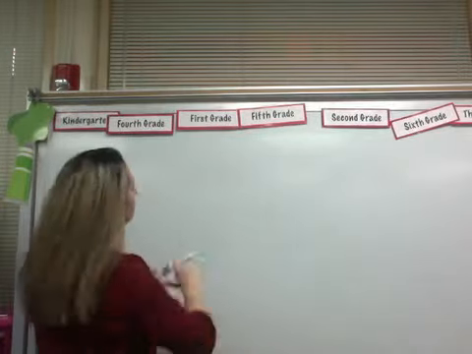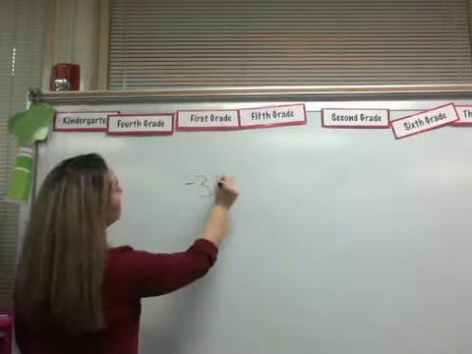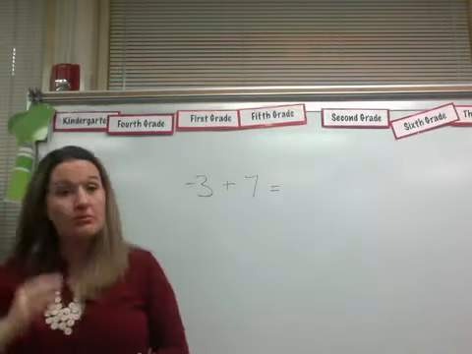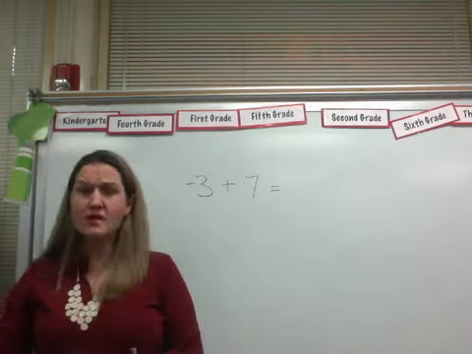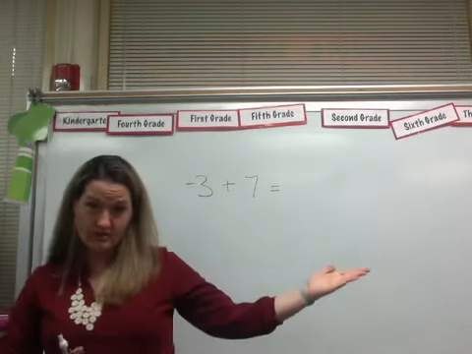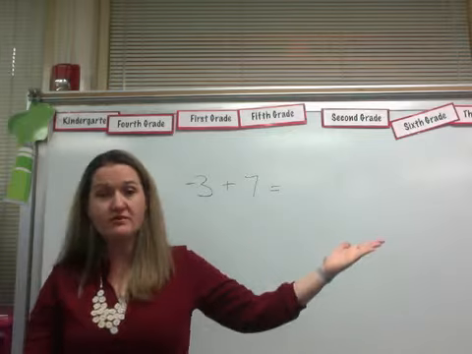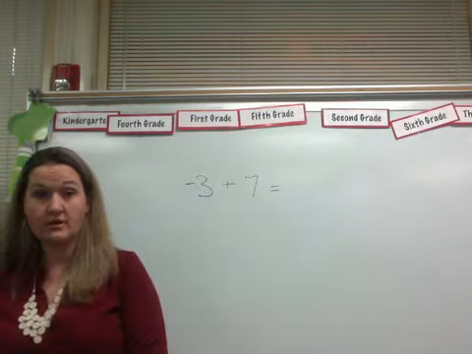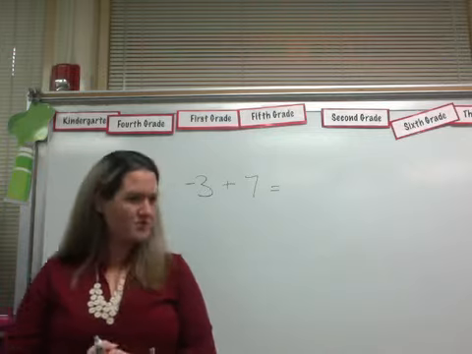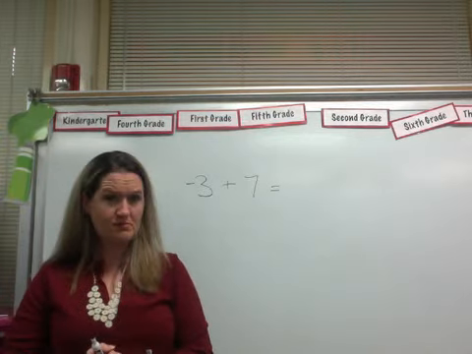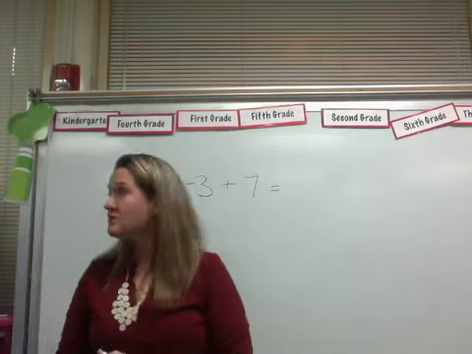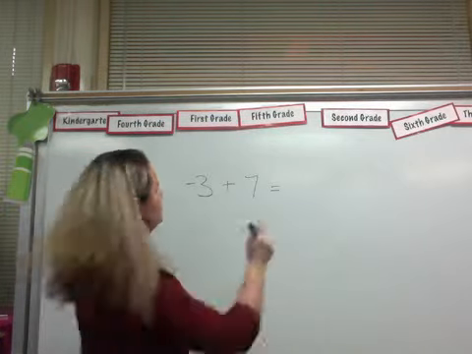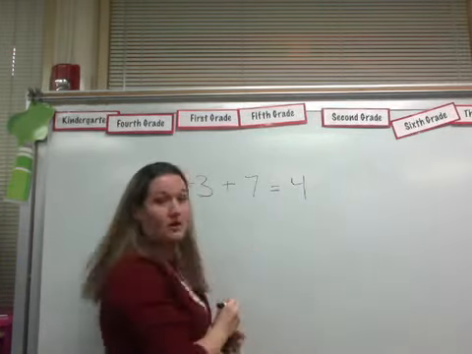All right, so say we've got negative 3 plus a positive 7. Again, think about it as money. I owe somebody $3. Well, I get my allowance of $7, so I pay that person back $3. What do I have left? So really, what am I doing? I'm subtracting, aren't I? So negative 3 plus 7 is going to be a positive 4.